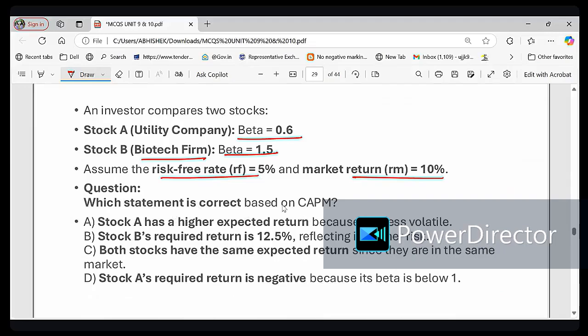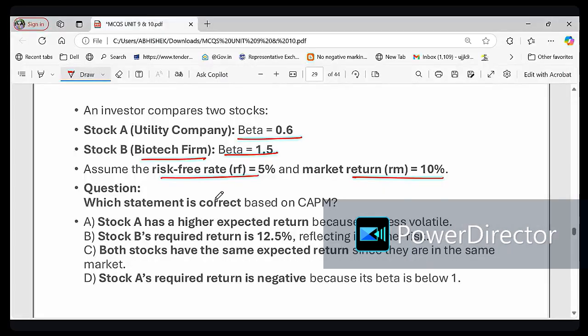CAPM answers: if I take more risk, how much more return should I expect? Option A, stock A has higher expected return because it is less volatile. Option B, stock B required return is 12.5%. Option C, both have the same return. Option D, stock A required return is negative. So can you calculate the rate of return? Just apply the formula. Yes, 18.4 is the correct answer to the previous question, right? I think you were answering the previous one. Very good. Now can you calculate here? What is the required rate of return for stock B and stock A?